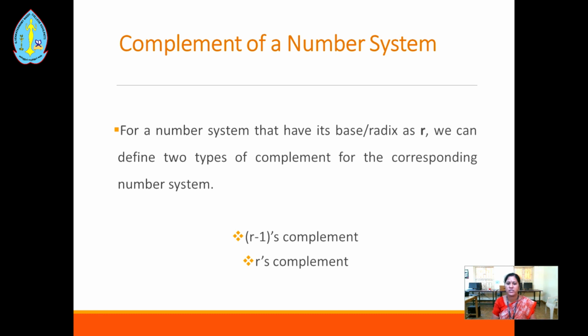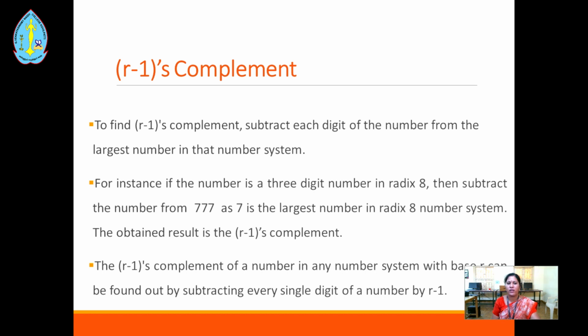The base of the number system is represented as base or else radix. The short form of radix is r. To find r-1's complement, we have to subtract each digit of the number from the largest number in that number system. For example, if we take the octal number system, the base or radix of that number system is 8 and the largest number in that number system is 7, because we are using the digits from 0 to 7. Therefore, 7 is the largest number in that radix 8 number system.